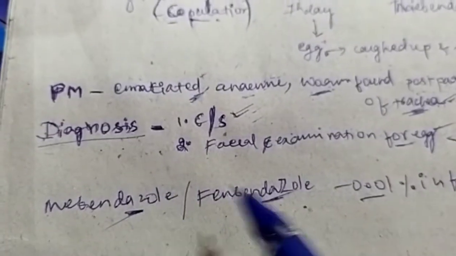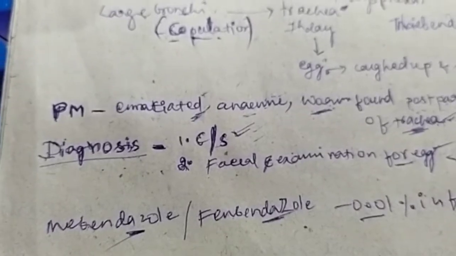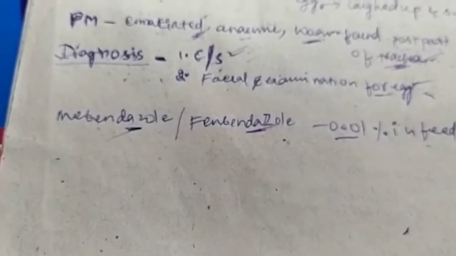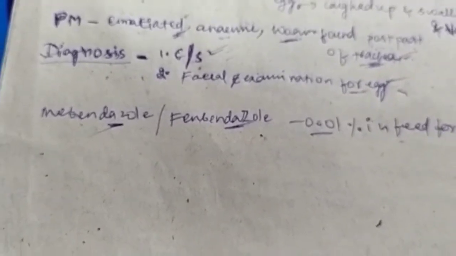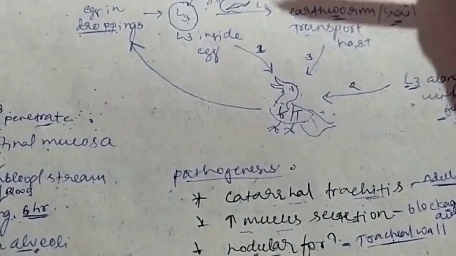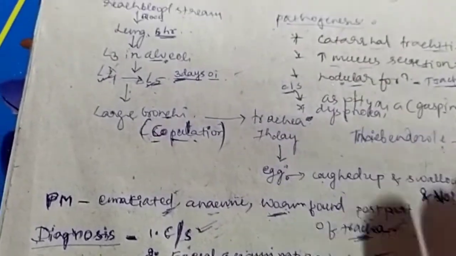By using mebendazole, fenbendazole and thiabendazole, treatment can be carried out, but under the supervision of a qualified veterinarian. This is all about genus Syngamus, where we learned about its life cycle, pathogenesis, postmortem lesions and diagnosis.